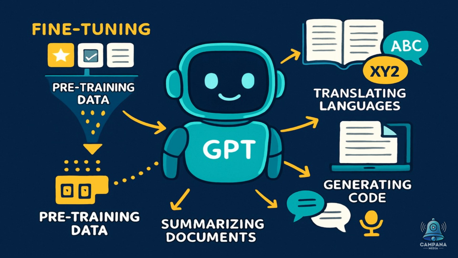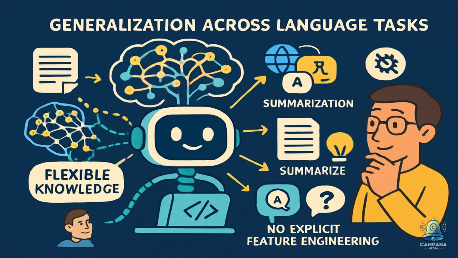This adaptability makes GPT a generalist. The same underlying model can be used for writing essays, translating languages, summarizing documents, generating code, and even engaging in conversational dialogue. The key here is that GPT learns to represent knowledge in a highly flexible way, allowing it to generalize across a wide range of language-related tasks without explicit feature engineering by humans.